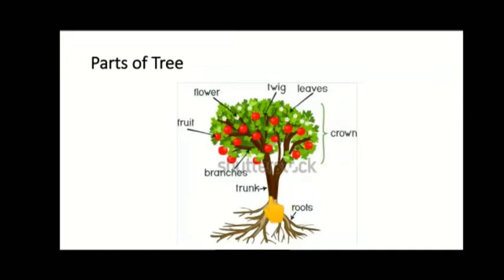Now, the part above the ground is called shoot system. The main parts are the stems. Trees have many stems. The main stem is called trunk, and other thin stems are called branches. The small stems are there. Look at these, called branches.